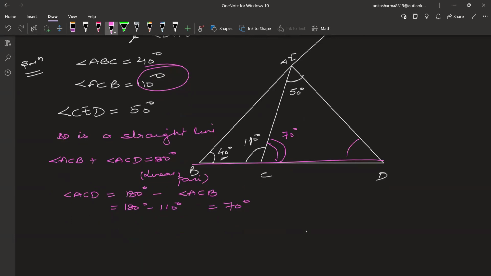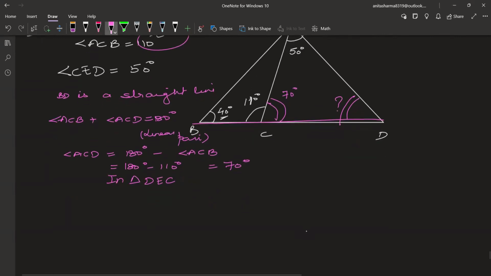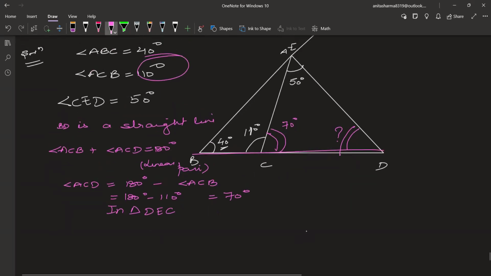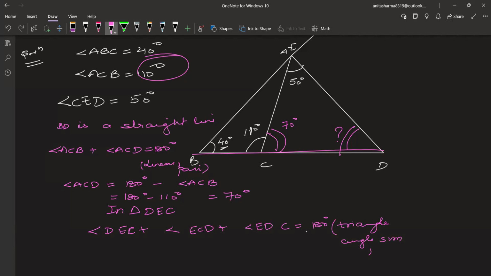Now, children, see. Now we have to find this angle, right? So triangle DEC. So two angles of the triangle we have been given and we have to find the third one. So what is the triangle sum property? Ashwath, tell me, beta, what is angle sum property? 180 degrees. Yes, the sum of all angles of a triangle is 180 degree. So here you will write that angle DEC plus angle ECD plus angle EDC will be equal to 180, right, beta? Triangle angle sum property. Right, children?